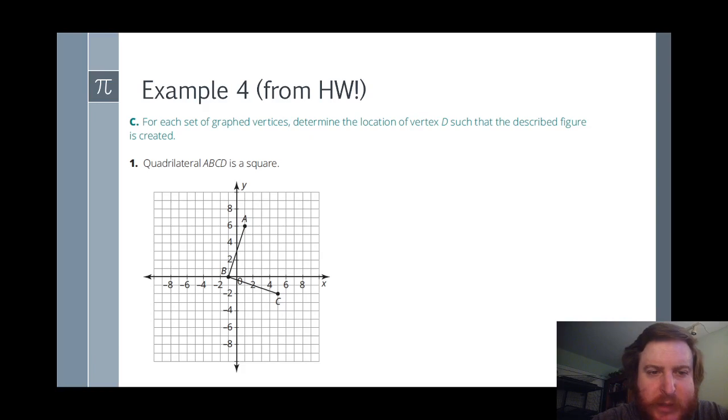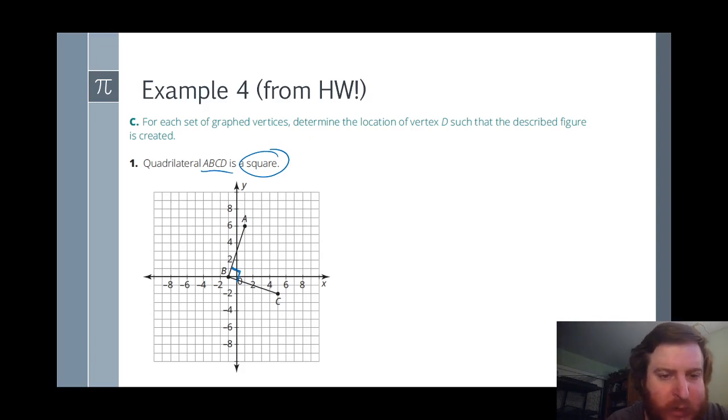So this is an example from the homework. This is part C in your homework, number 1, and it says, for each set of graphed vertices, determine the location of the vertex D that would turn the figure into the shape. So we want to make a quadrilateral ABCD that becomes a square. ABCD, those are just naming the points. We have A, B, C, and then we don't know where D is. What we do know is that for squares, all of our sides are the same length, our opposite sides are parallel, and our adjacent sides make a right angle. When something makes a right angle, we have opposite reciprocal slopes.